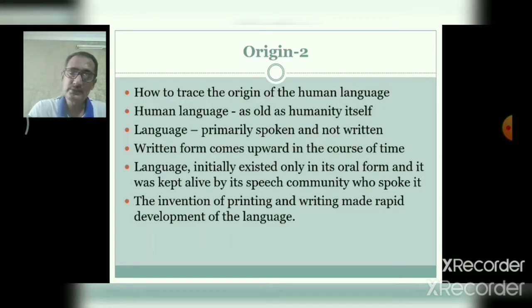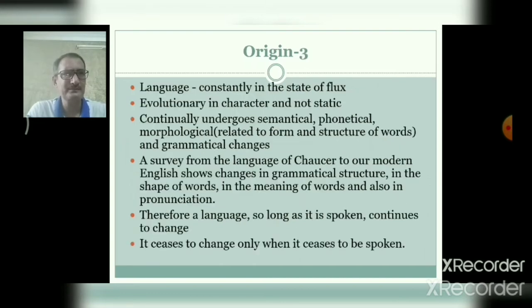Later on, with the passage of time, with the development of technology, we find that printing technology came into existence, then the printing press came into existence, and a number of new developments were created. So almost all the languages got their written form, and this printing and writing made rapid development of all the languages. So this is just a logic, just a reason.